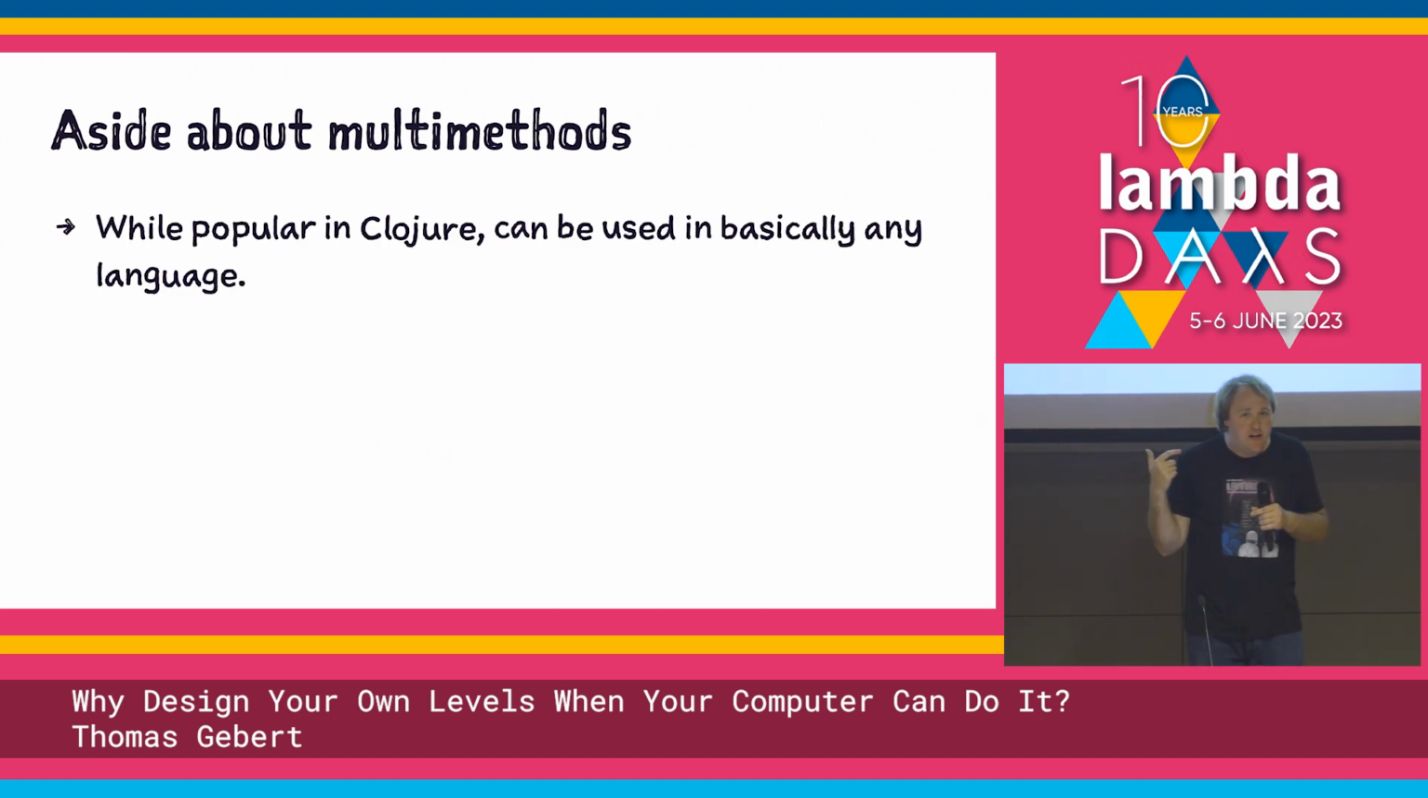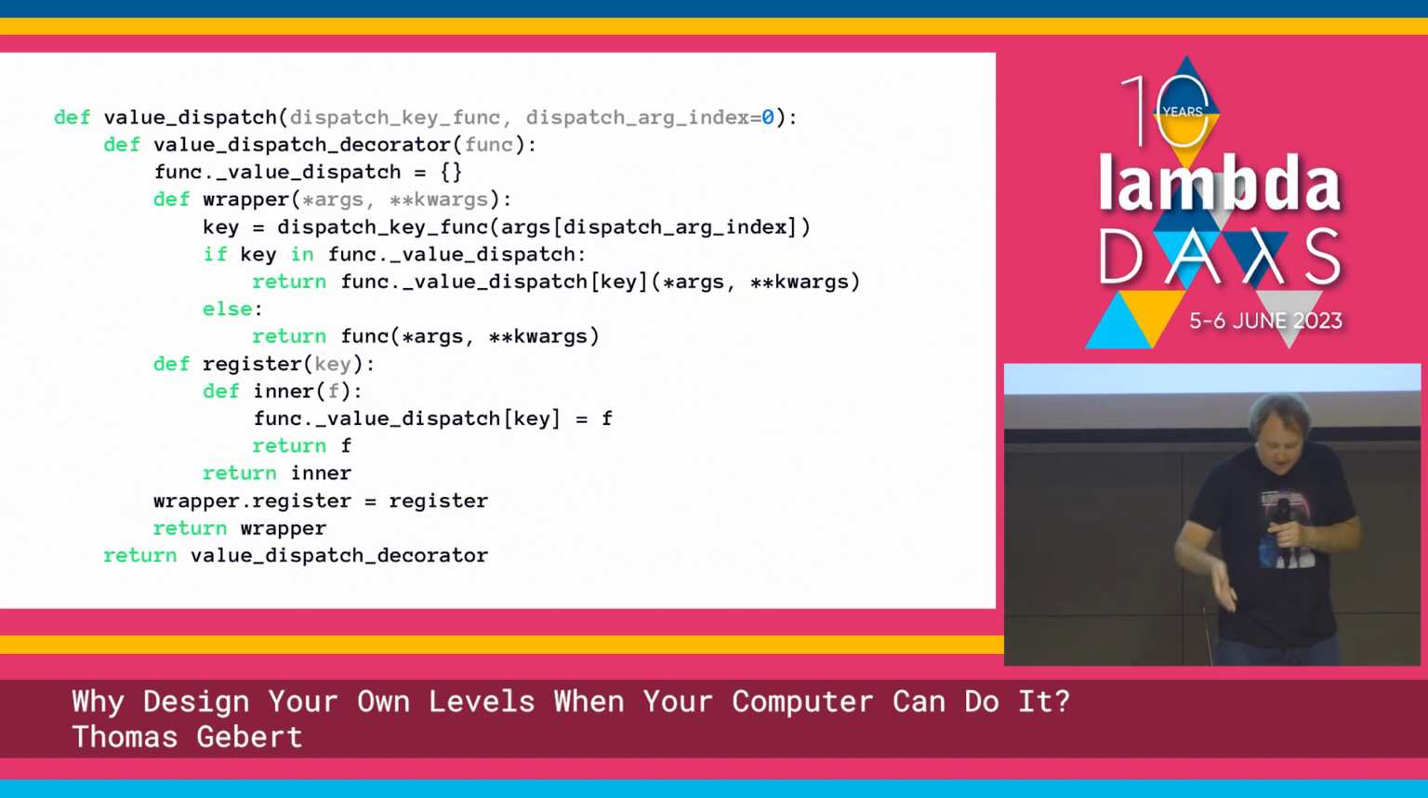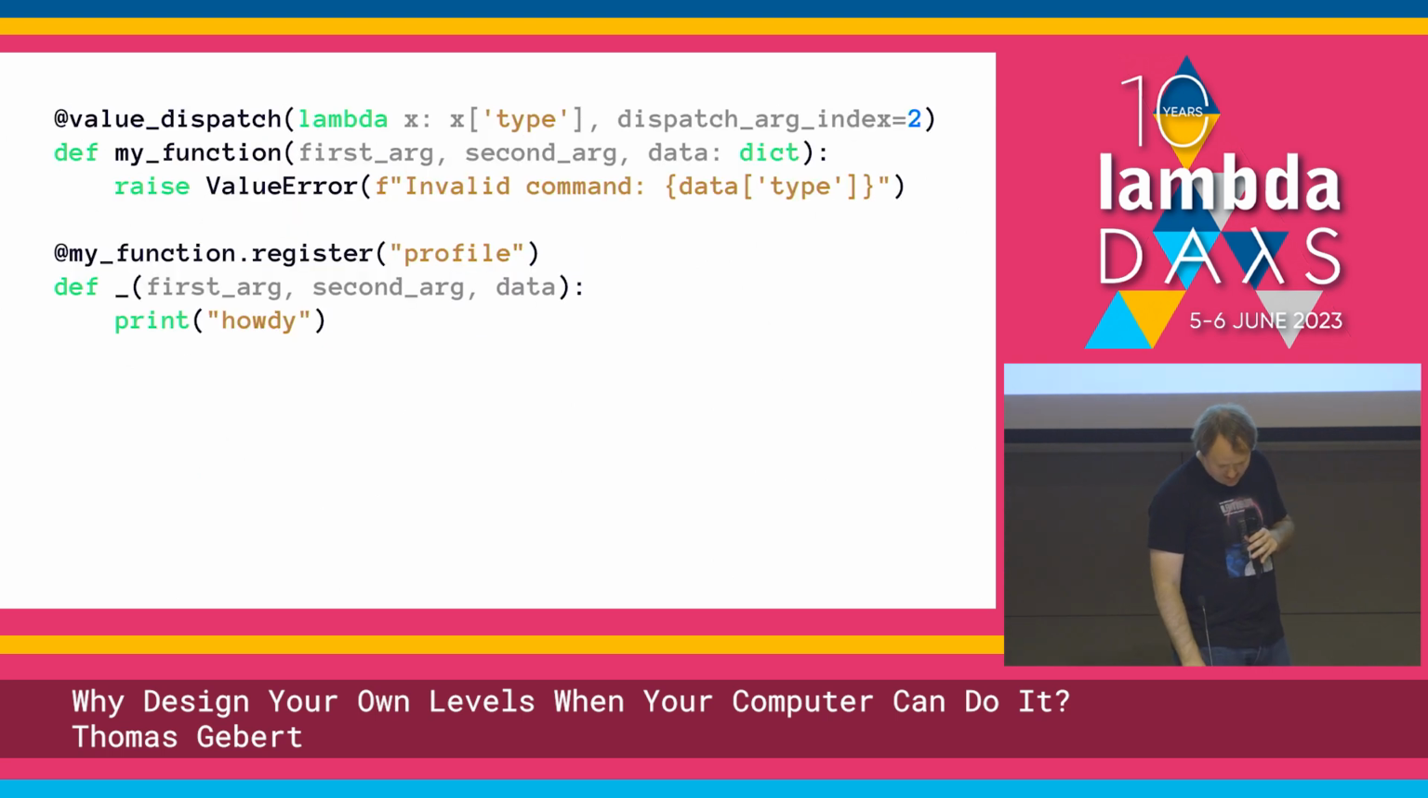Just as an aside, I think multi-methods are pretty cool. And while I would like to say this is a perk of Clojure, you can do it in pretty much anything. So I got bored one night and, not completely sober, I decided to port this over to Python. You can steal this if you want, but this is basically Clojure-style multi-methods as a decorator in Python. It dispatches based on a lambda and then registers the functions on that.